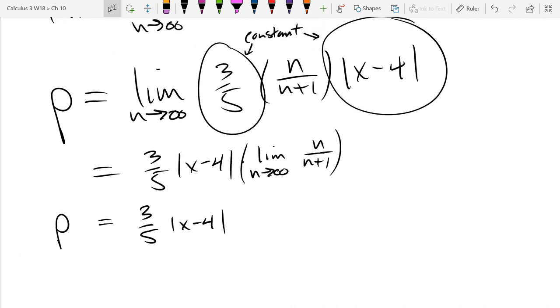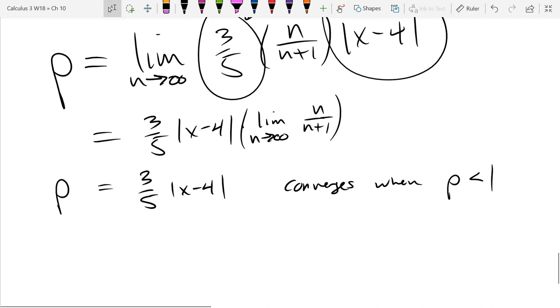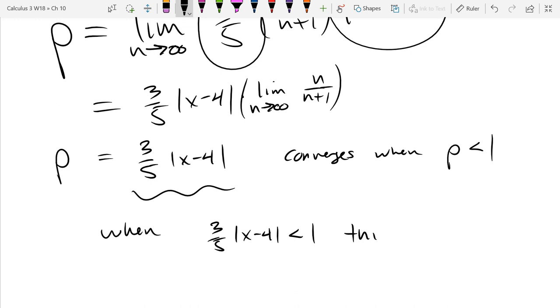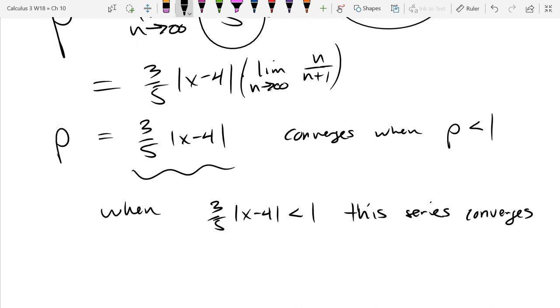All right, when would this converge? What type of rho values make this converge? Rho is smaller than 1. All right, so this is rho right here. So when what I just underlined is less than 1, it converges. So we are almost there.